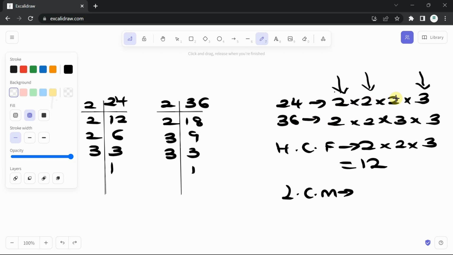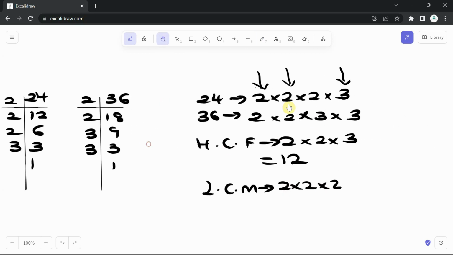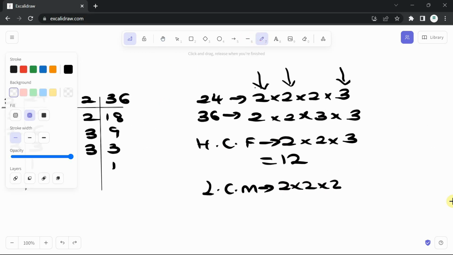So we'll pick the one with the highest number of 2's, right? How many 2's are there? We have 3 2's. So that will be 2 times 2 times 2. And the next number is 3. Which one has the highest number of 3's? 36, right? So we'll pick the one with the highest number of 3's and multiply it. So that will be times what? Times 3 and times 3, right? So this is basically it.